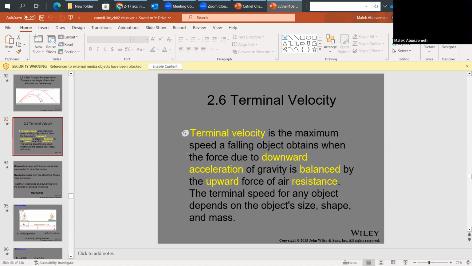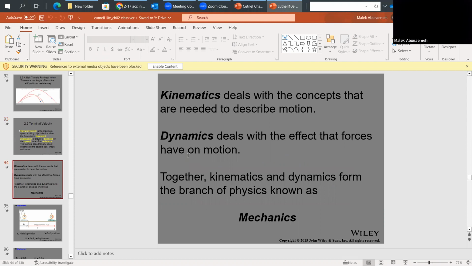So what we did, we talked about the terminal velocity, which is the maximum speed a falling object obtains when the downward force due to gravity is balanced by the upward force of the air resistance. Now, the terminal speed of any object depends on the object's size, shape, and mass. And that's really when we talk about kinematics and dynamics.